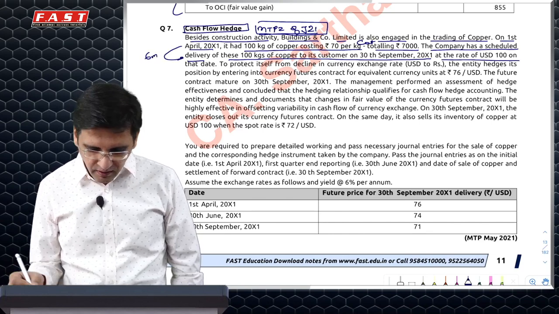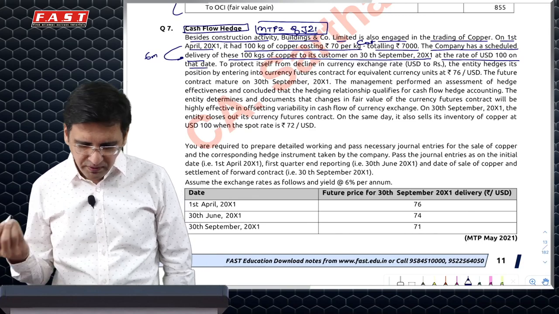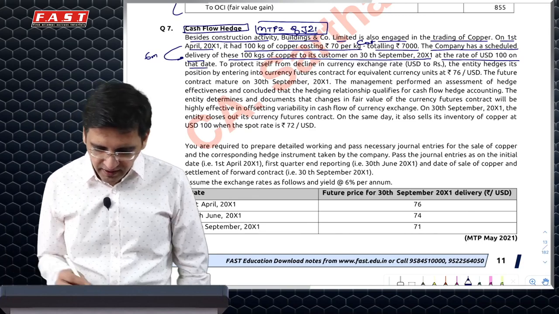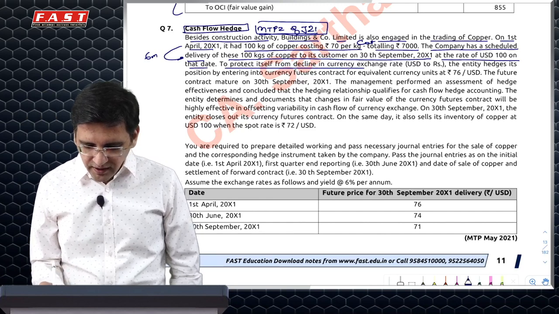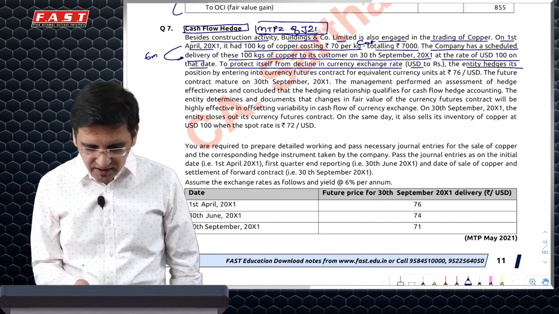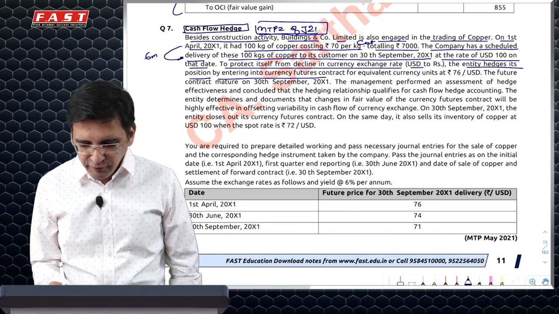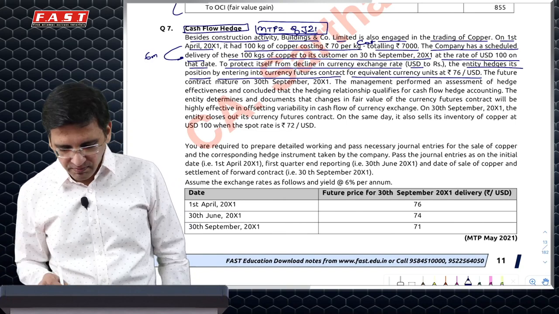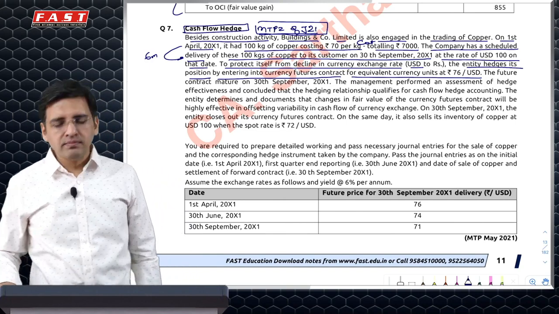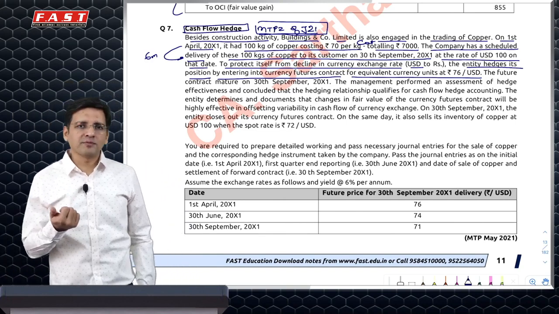at a rate of $100 on that date. So maybe my buyer is somewhere outside, so that's why I have denominated in $100. To protect itself from decline in currency exchange rate, the entity hedges its position by entering into a future contract for equivalent currency unit at 76 rupees per dollar. So simple case, I am going to make an export after 6 months.